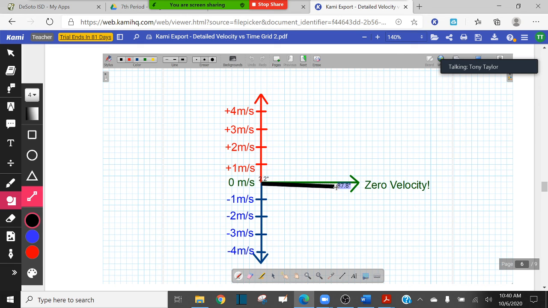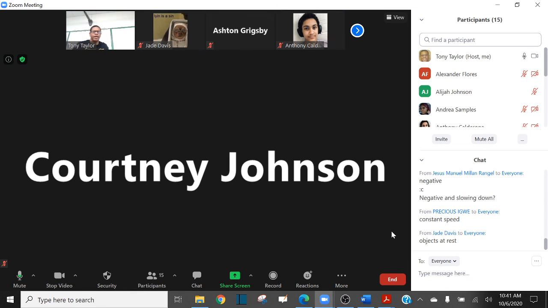What does this right here mean? Okay. What does that mean on a velocity versus time graph? So if you guys remember, that means our object is not moving. It's at rest. How do I know it's not moving? It has zero velocity, meaning it is not moving. Okay. So that's pretty much velocity versus time graphs.